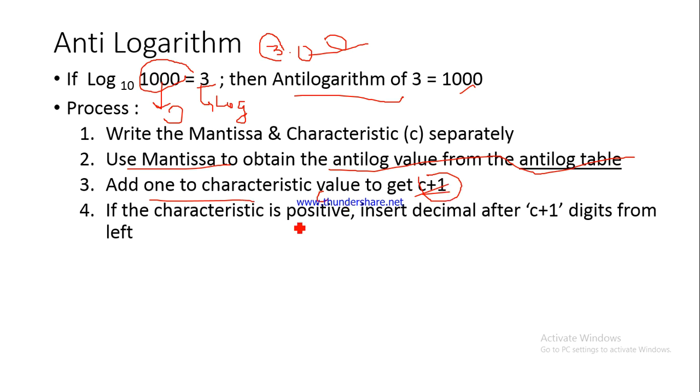If the characteristic is positive, now please remember this. If the characteristic is positive, means plus 3, plus 2, plus 1, even 0, then you can use this particular method. Here you will have to do what? Insert decimal after C plus 1 digits from the left.